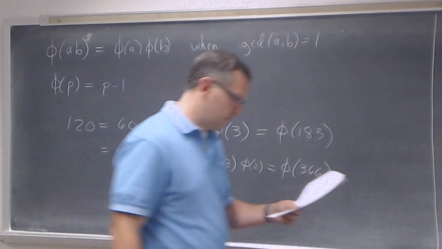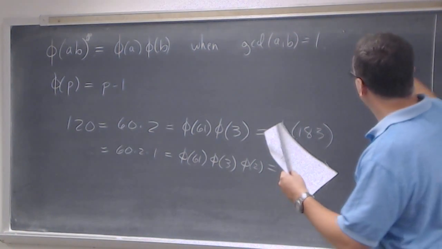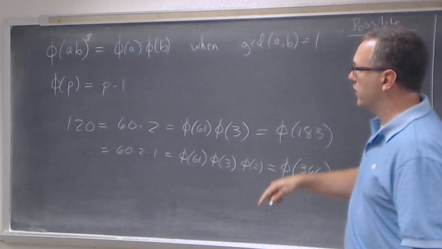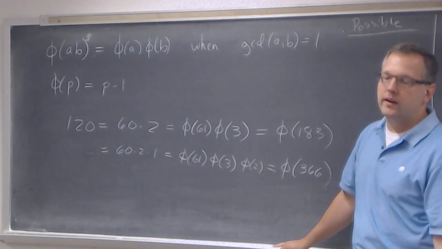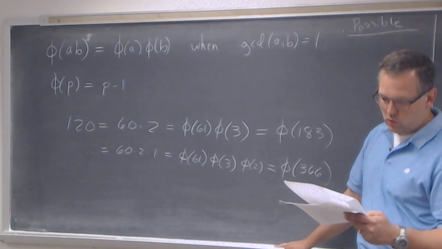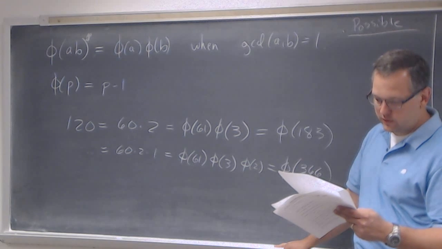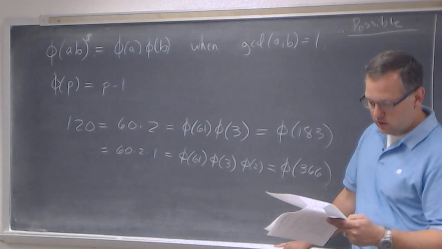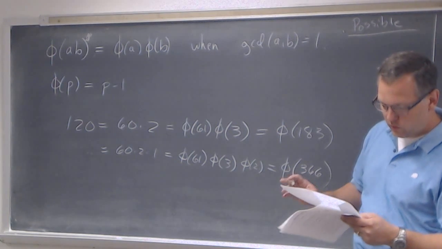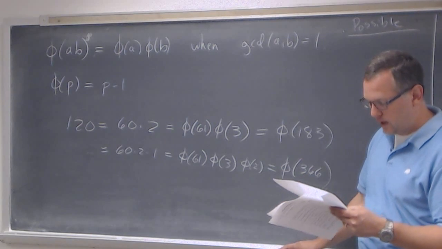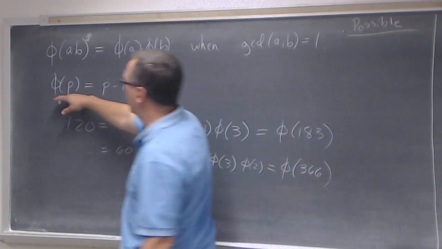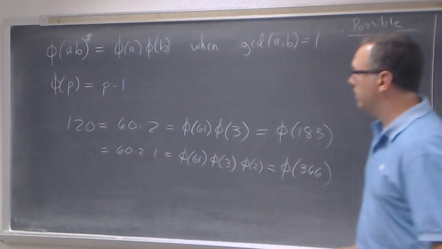Do you want to see a list of all the answers? Here are all the possible answers. You're just applying this trick over and over again. You just look for factors of 120. If you have all those numbers, you can use the fact that phi of a prime p is p minus 1, and just piece it together.